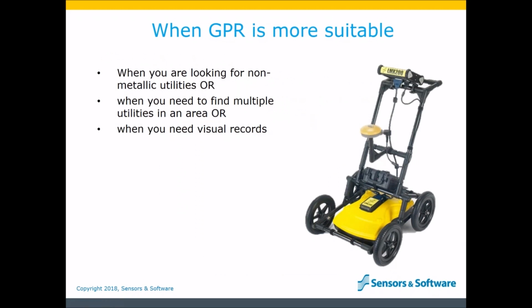Now, GPR is more suitable when you are looking for metallic and non-metallic utilities without tracer wire. There is no other way to find the latter. And please don't say witching rods. GPR can find more objects in a single survey line than any other method. This is because GPR will pick up all objects, even abandoned ones or capped ones that may have been left off of recent drawings.